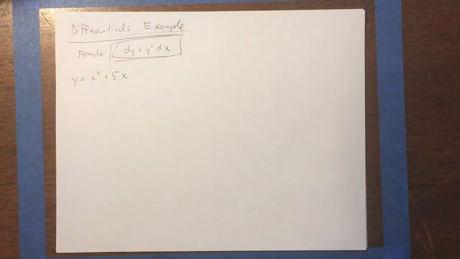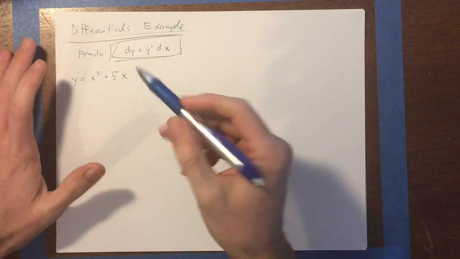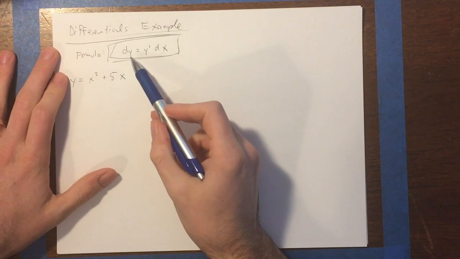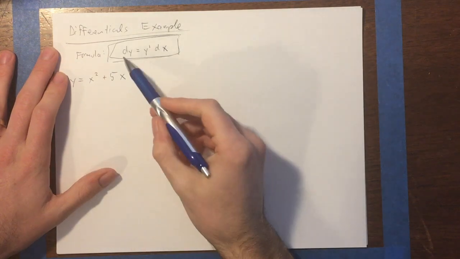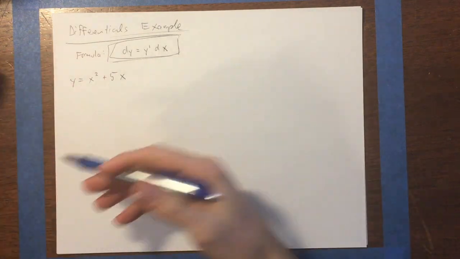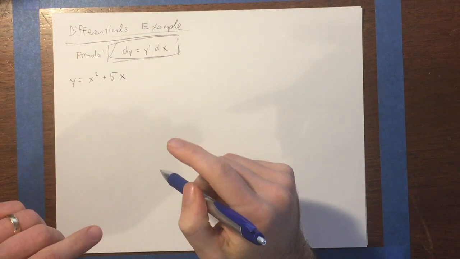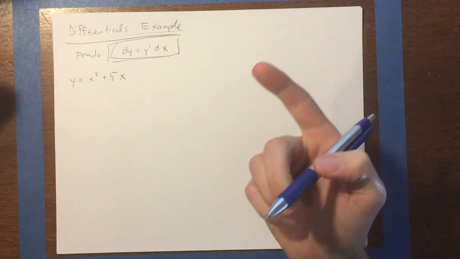All right, let's do some examples of differentials. We're going to use the formula established in the previous video, dy equals y prime times dx. So this is where dy and dx are representing change in y and change in x, not for the function, but for its linearization. Okay?